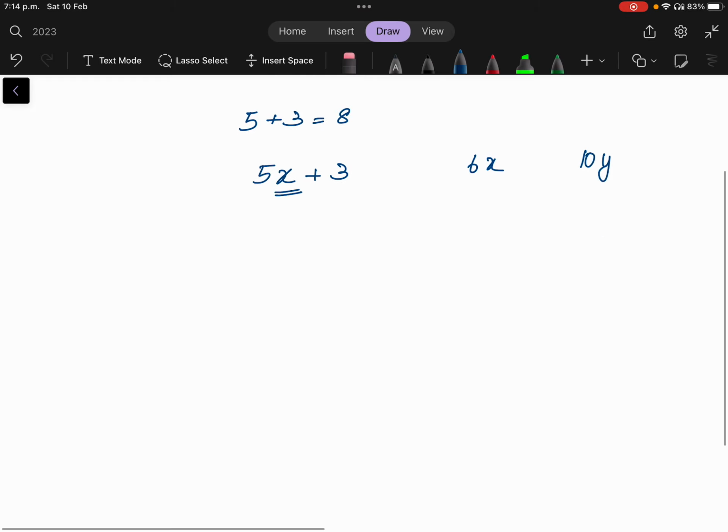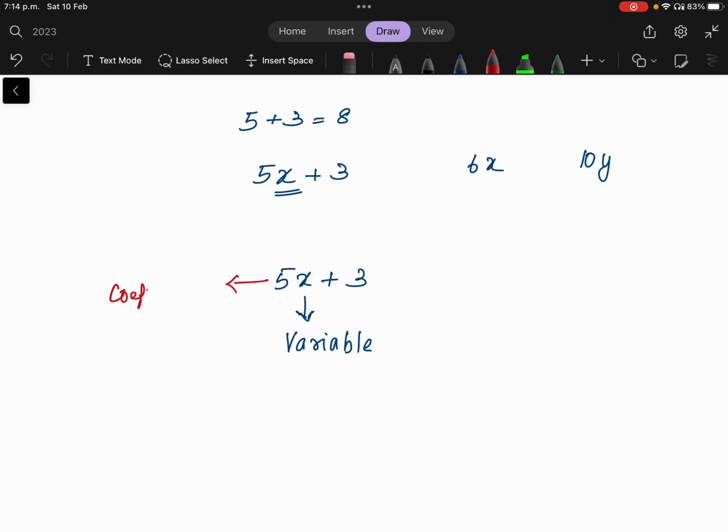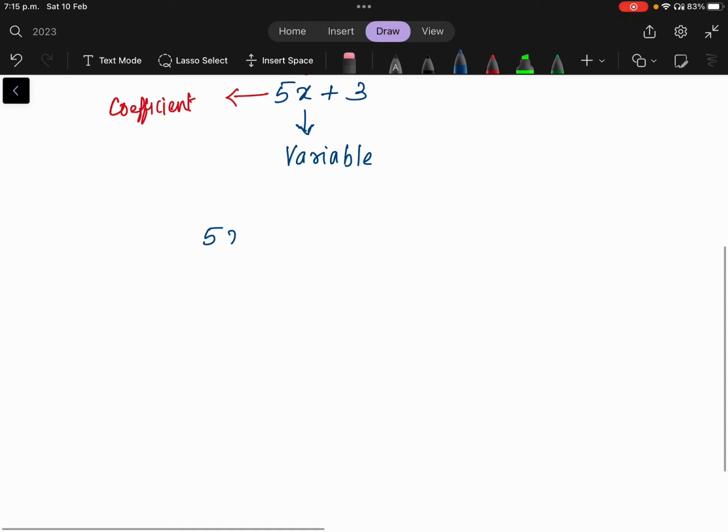Now if I say something like 5x plus 3, x is called a variable. x is a variable and this 5 is called the coefficient of that variable. And this whole 5x plus 3 is called an expression. These are three things you have to learn. And in 5x plus 3, each one of these is called a term.